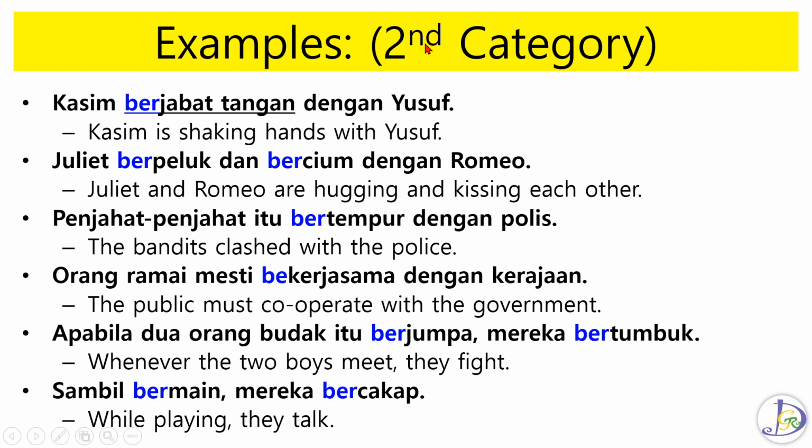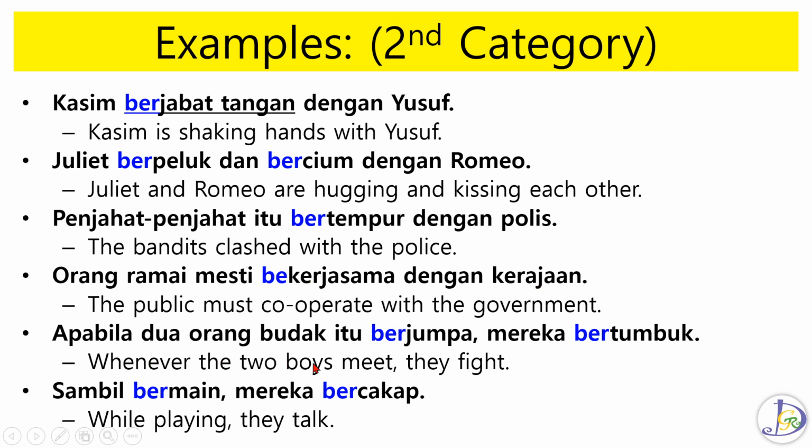Examples of second category. Kasim berjabat tangan dengan Yusuf. Kasim is shaking hands with Yusuf. Juliet berpeluk dan bercium dengan Romeo. Juliet and Romeo are hugging and kissing each other. Penjahat-penjahat itu bertempur dengan polis. The bandits clash with the police. Orang ramai mesti bekerjasama dengan kerajaan. The public must cooperate with the government.